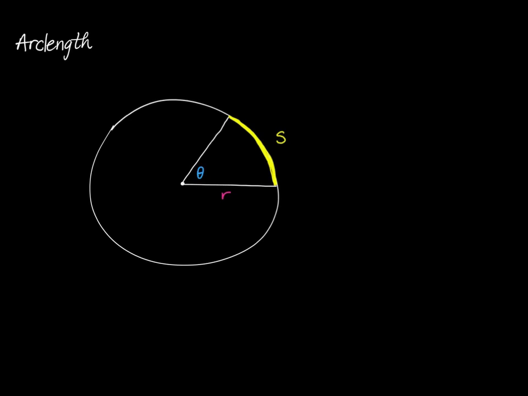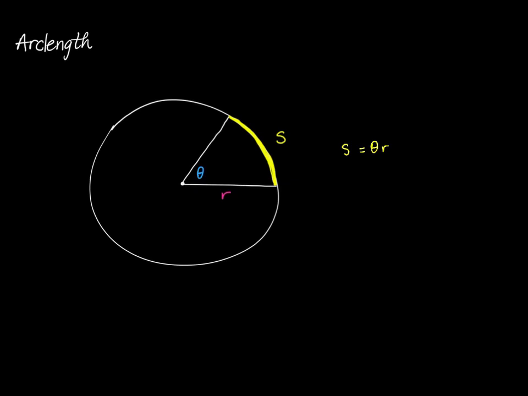An important feature to remember here is that as long as our angle is in radians, what we have in S is the number of radiuses, or the number of radians of length, carved out by the angle theta. In other words, S is theta times the radius.